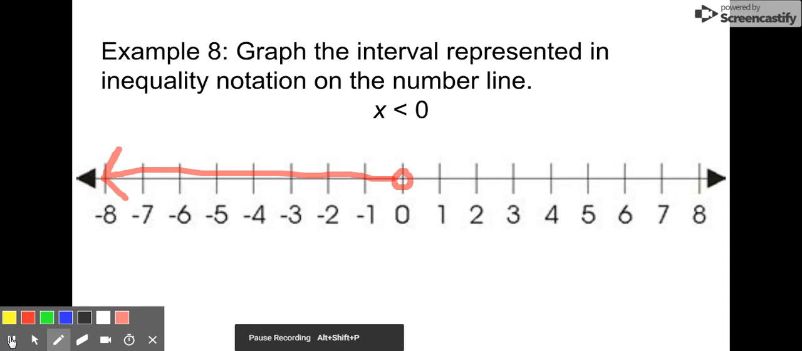Make sure you remember to consider whether you have an open or closed circle by looking at your inequality. If you have greater than or equal to or less than or equal to, you're going to have a closed circle. If you have greater than or less than, that's going to be an open circle. And then you just have to decide which way to shade, either left or right. And that's basically it.